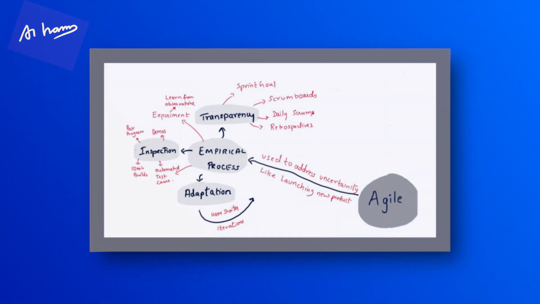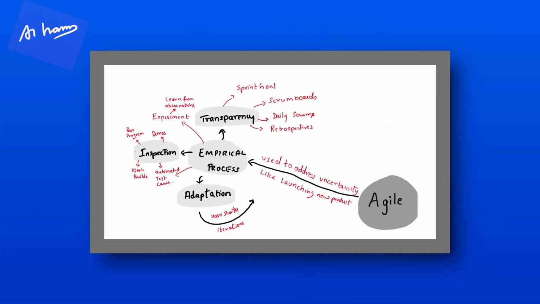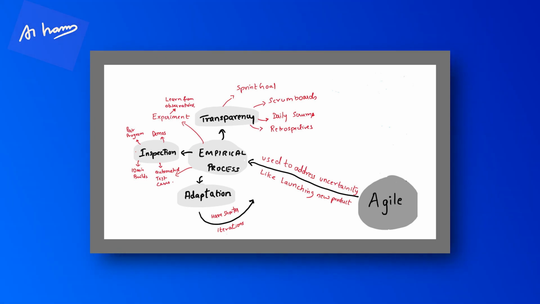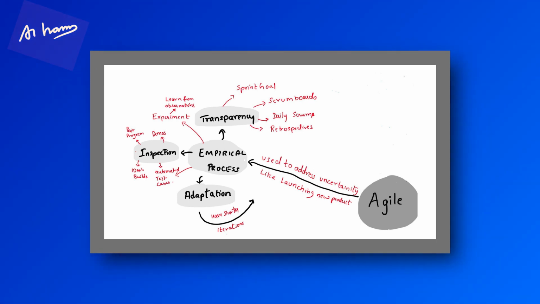So we do 3 important things in the empirical process that form the foundation, right? Inspection, adaptation, and transparency. So these 3 things are very, very important in the empirical process because things are emergent. Things are not evident in front of you, so you have to go the empirical way of working. When things become emergent and uncertain, we go for the Agile way of working, and then we use the empirical process in which the 3 important pillars are inspection, adaptation, transparency.